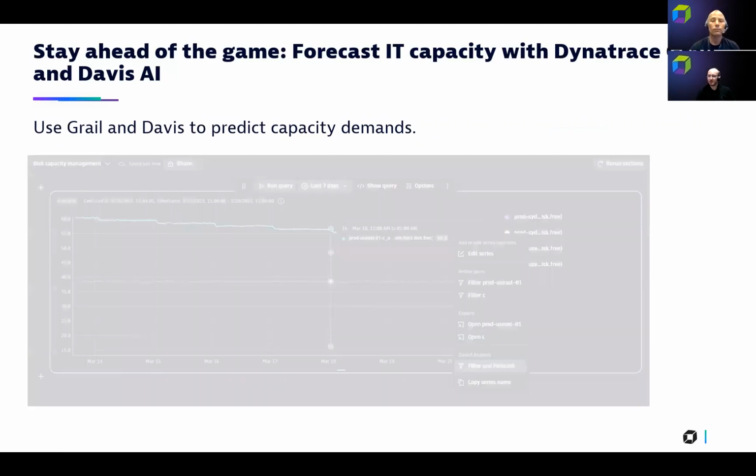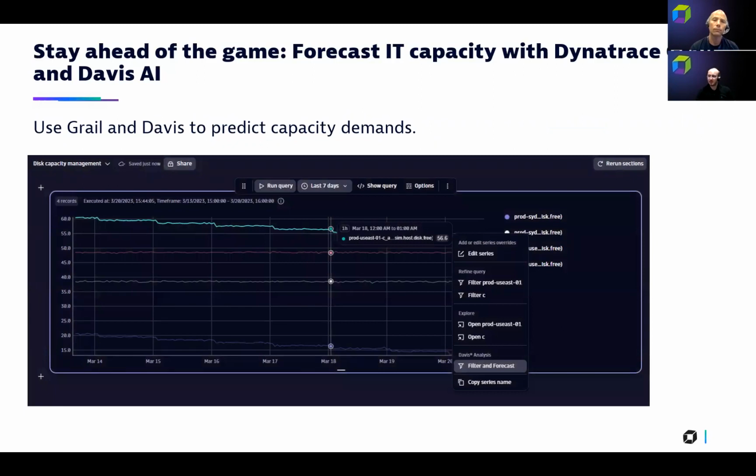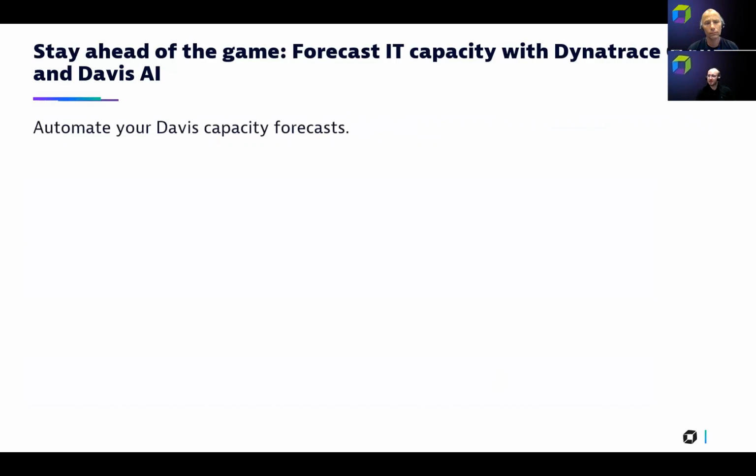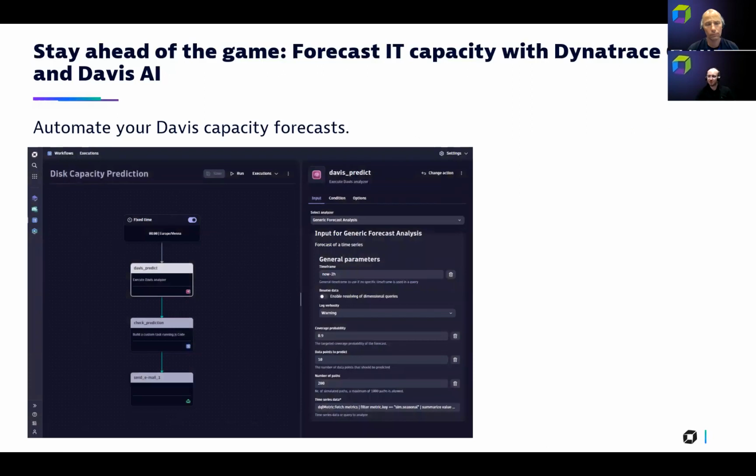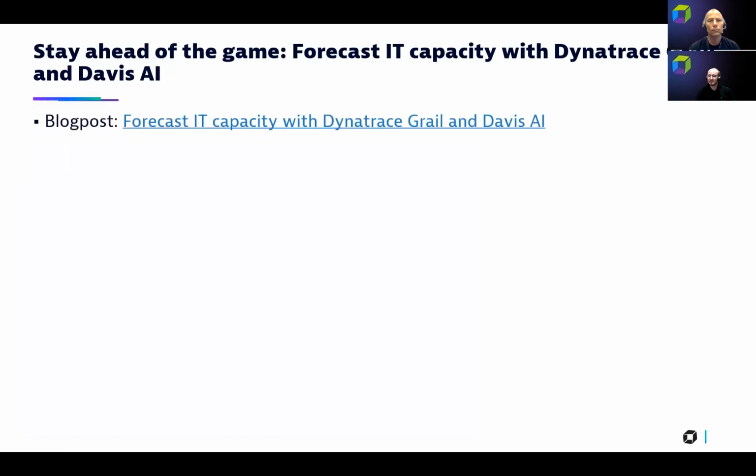By using Grail and Davis, we can create a prediction model, and in this example, we can predict the capacity demands. Here is an example that you will see for this chart, the filter and forecast button for you to do this analysis. Once you click on this button, we will see the data forecast, and with this forecast information, you can also automate your forecast data by using our workflow application. Maybe this is just one part that I missed showing you, the prediction, but I already have it in my demo environment. You can also find this information under this blog post. You will have all this data available in there.